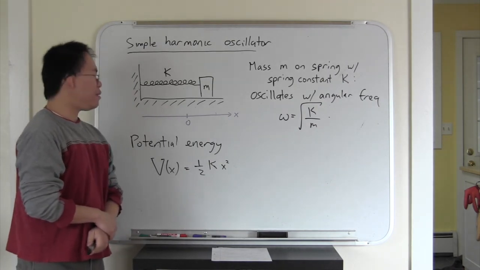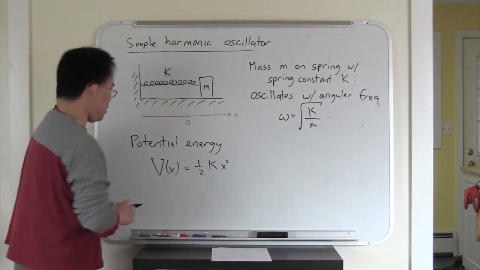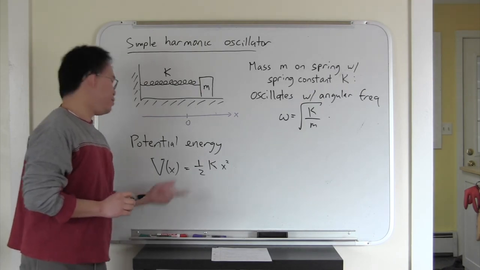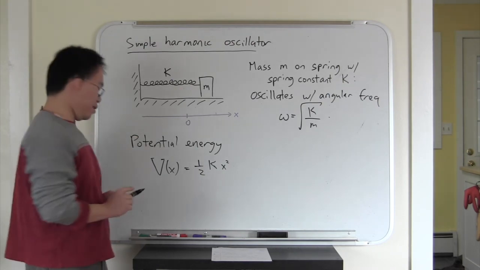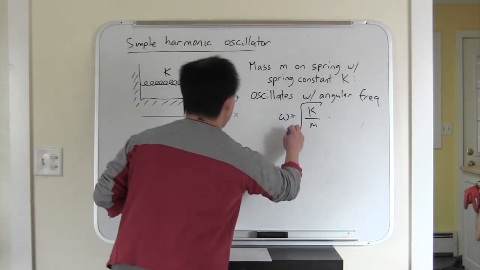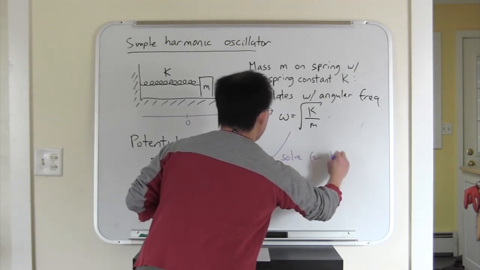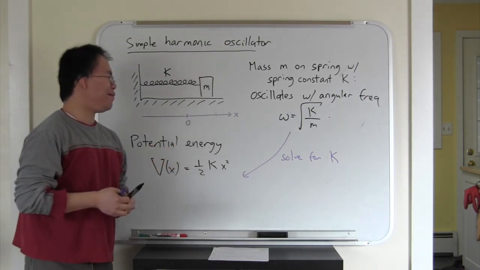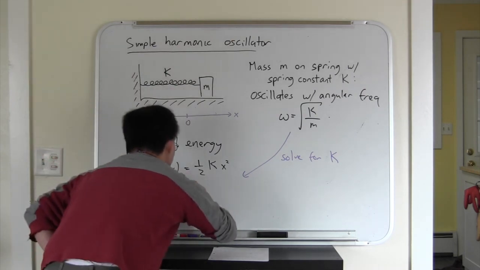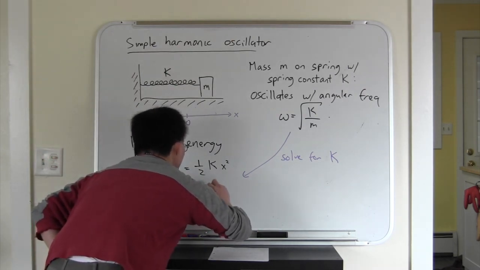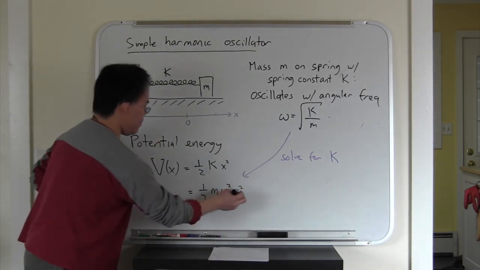And if you solve for K here, I can rewrite this potential energy, right? This is really just a spring potential energy, in terms of m and omega. So if I solve for big K, if I square both sides, I get an m omega squared in the potential energy, so I get 1/2 m omega squared x squared. Okay.